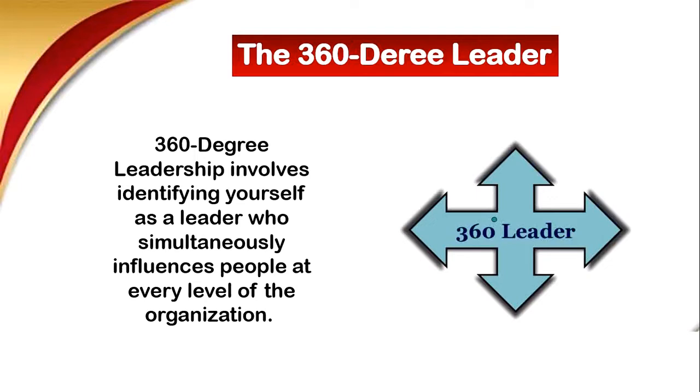360-degree leadership involves identifying yourself as a leader who simultaneously influences people at every level of the organization. So you can see this picture. Every level means up, down, and across. So they can influence people from every direction. It can be upward, it can be downward, it can be across. Okay.